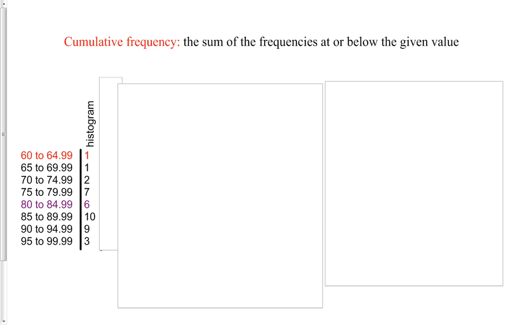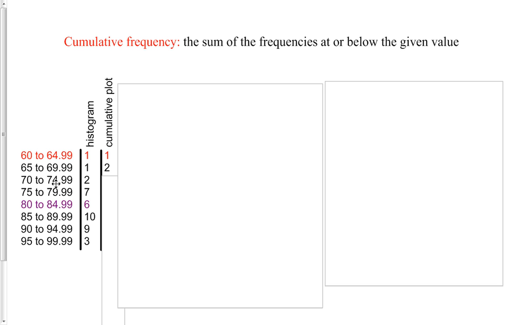Now on this page, we're going to take a look at something called a cumulative frequency plot, which is really just a histogram totaled up with all the values below it. So cumulative frequency is the sum of the frequencies at or below the given value. So if we're going to find the cumulative frequency of 60 to 65, well, there's 1 at or below 60 to 65. But for the next one, there's 1 plus the one before it, 2.